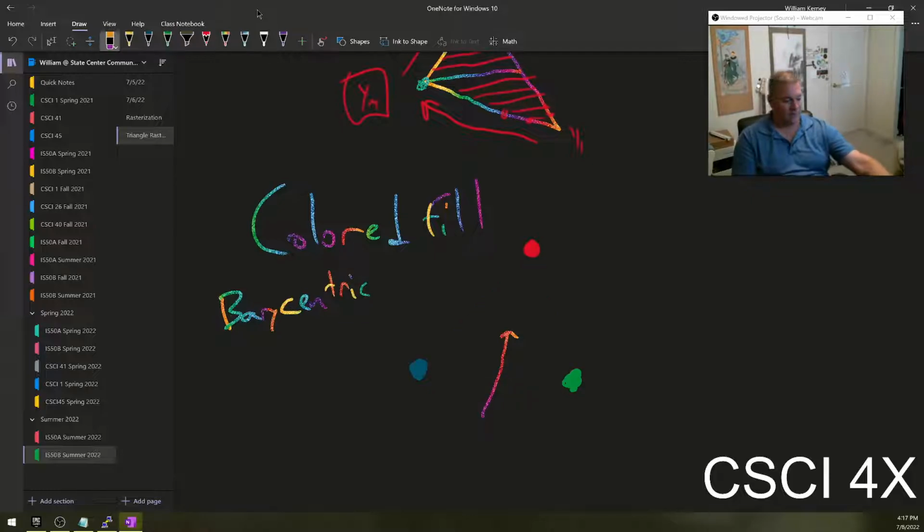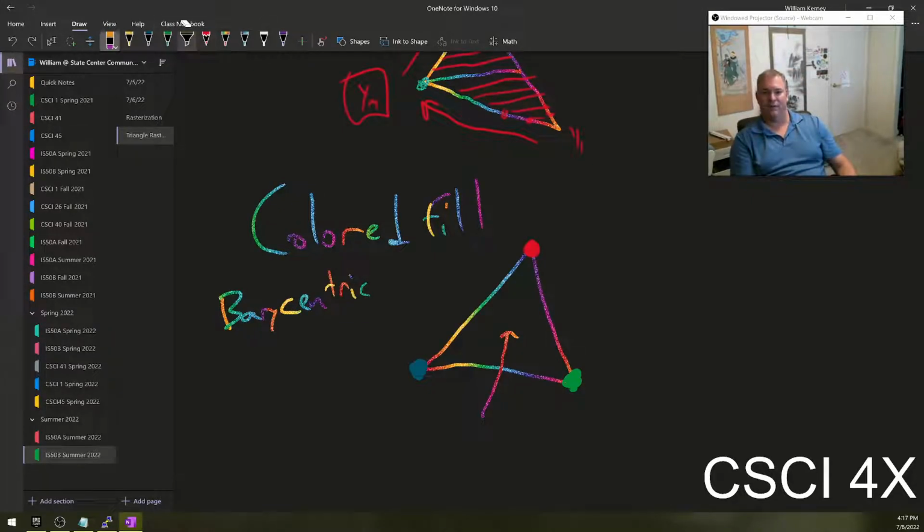What about the color right here? Collins, what do you think? Halfway between red and green. Isaac, what do you think? Collins, what do you think? I'm honestly not that good with my colors.